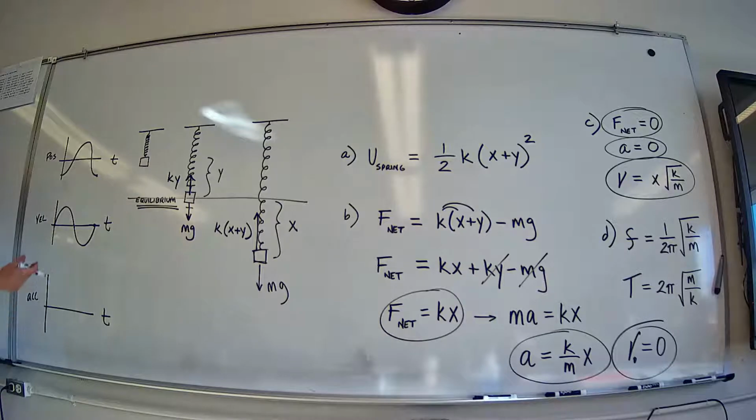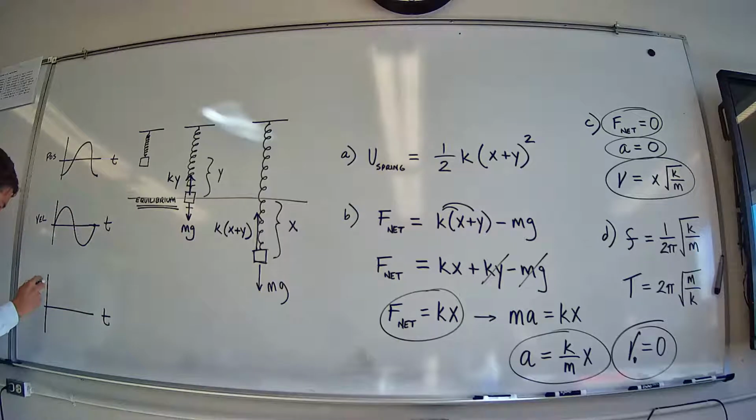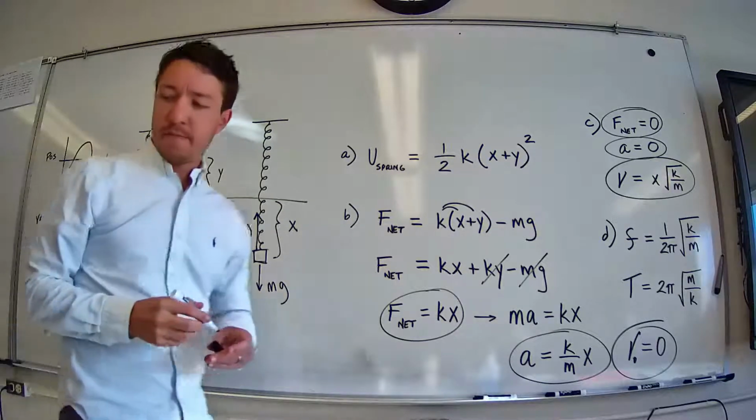And then for acceleration, acceleration starts off positive. So one cycle looks something like that. And there we go.